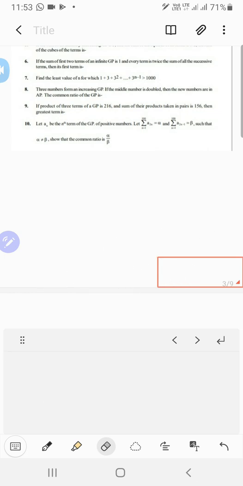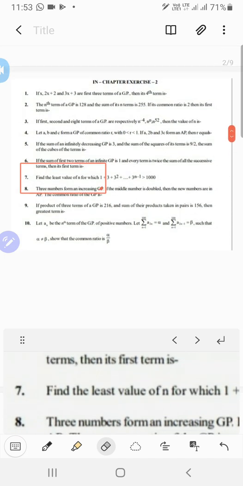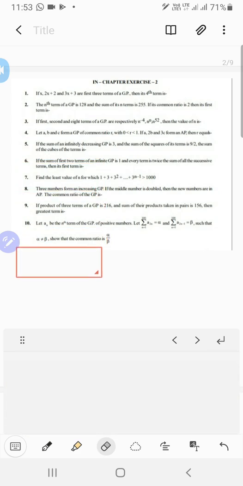Okay, let's move on to the third question. The third question is, if the first, second and eighth term of a GP are respectively n to the negative 4, n to the n, and n to the 52, then the value of n is... wow, this is weird. So the first, second and the eighth term of a GP is respectively... okay, let's just do this now.